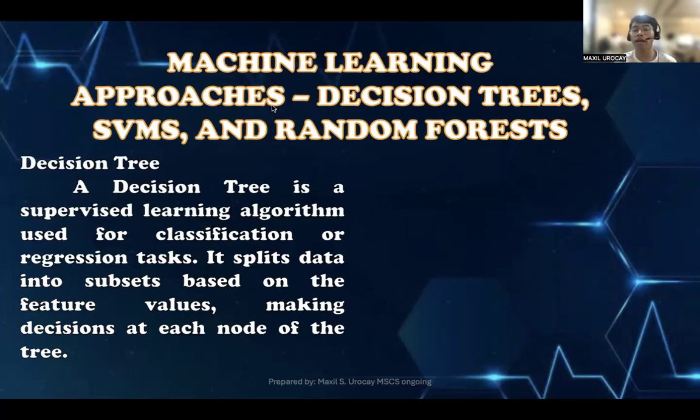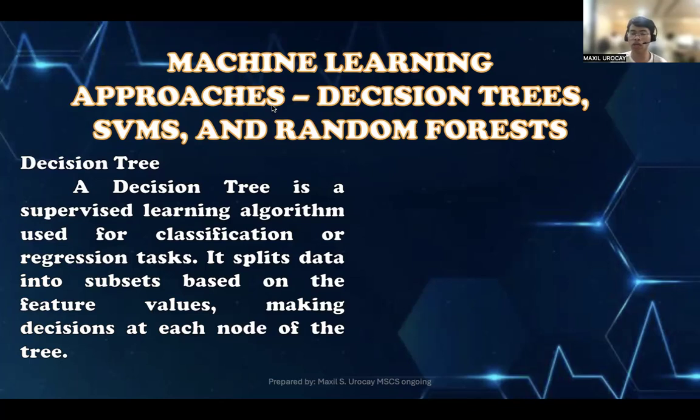Let me just go ahead and give you a little bit of foundation pertaining to those approaches. The machine learning approaches include decision trees, SVM, and random forest. I'll begin by giving you a run-through. A decision tree is a supervised learning algorithm used for classification or regression tasks. It splits data into subsets based on the feature values, making decisions at each node of the tree.